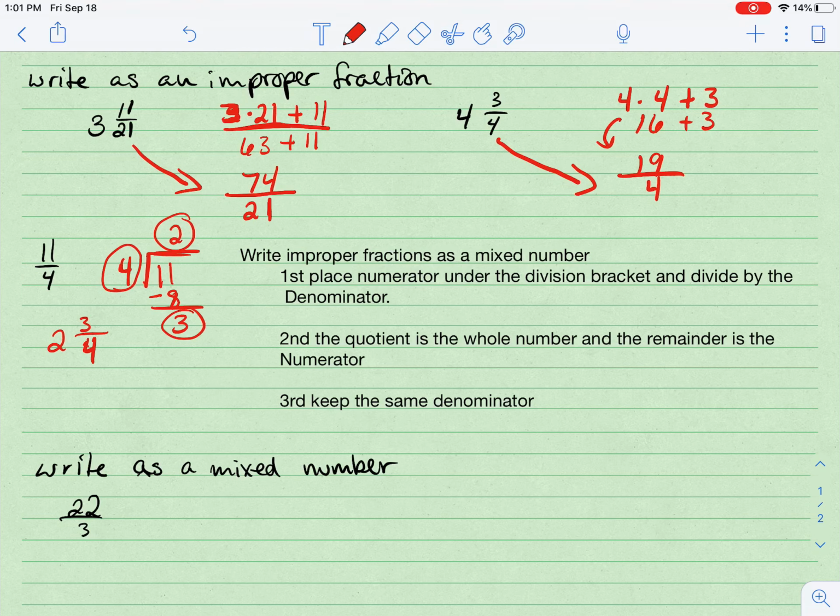So step 1 was right here: I placed the numerator under the division bracket and divided by the denominator. Second, the quotient is the whole number and the remainder is the numerator. So this right here on top of the bracket is the quotient, and this right here is our remainder. The quotient is the whole number, which we put out front, and the remainder is the numerator. So 3 became our new numerator. And then third, keep the same denominator. So that's what we've done here.